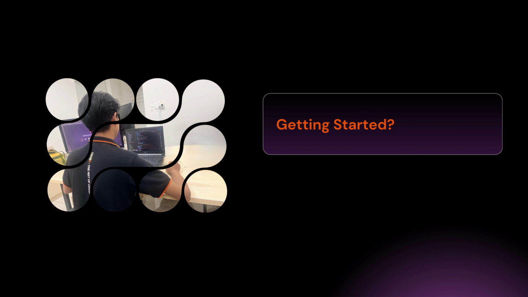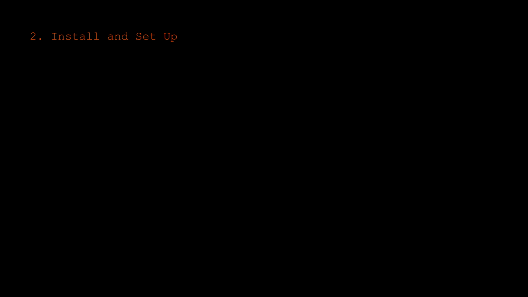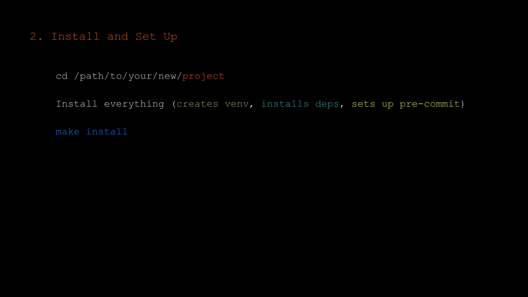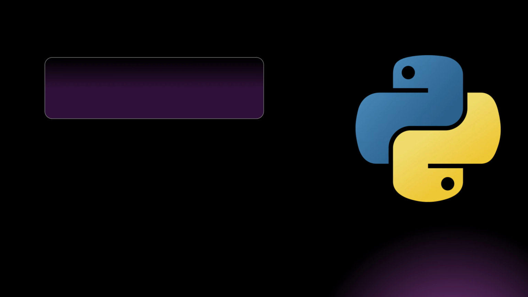So, how do you get started? First, create a new project. Just copy the link below. Step 2 is to install and set up the project by following the instructions below. Step 3 is to start coding. And finally, release it to the world. You have now completed the getting started process.